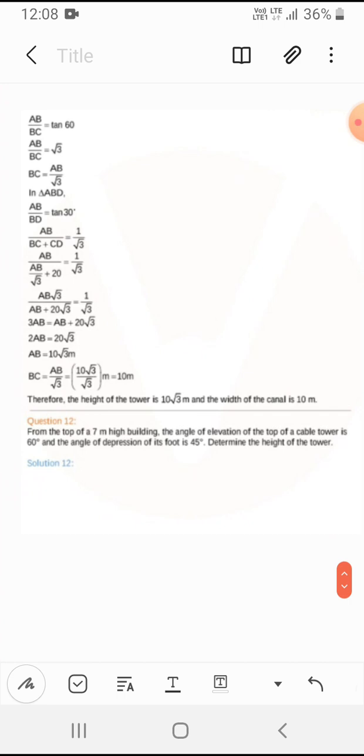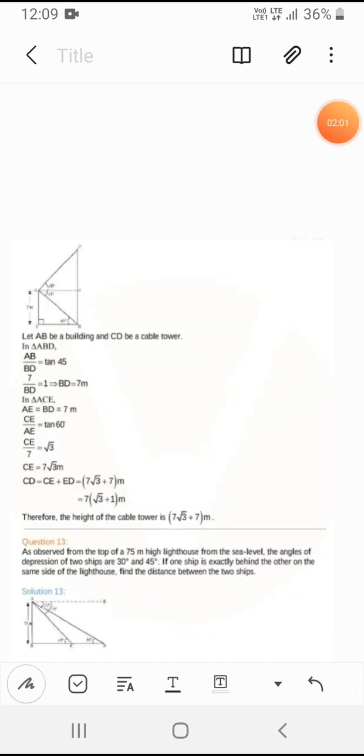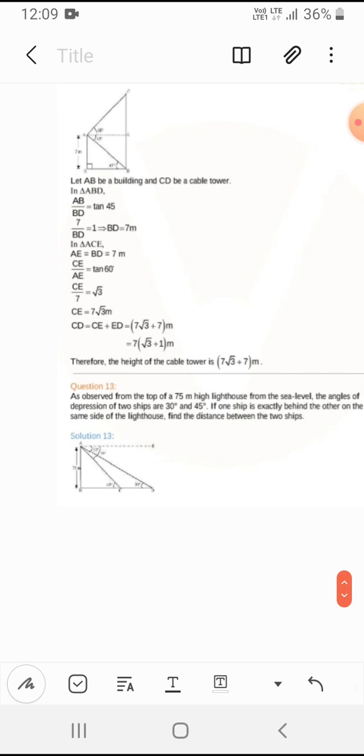From the top of the 7 meter height, they have given that the two angles, that is 60 and 45, can be seen. So in this we have to find the answer. This we have written in the diagram, and AB by BD is equal to tan 45. So 7 by BD is equal to 7 by tan 60, and tan 60 is root 3, so 7 by root 3. So as you know, 7 root 3 plus 7 is 7. So therefore 7 bracket root 3 plus 1 meter is the answer for this.